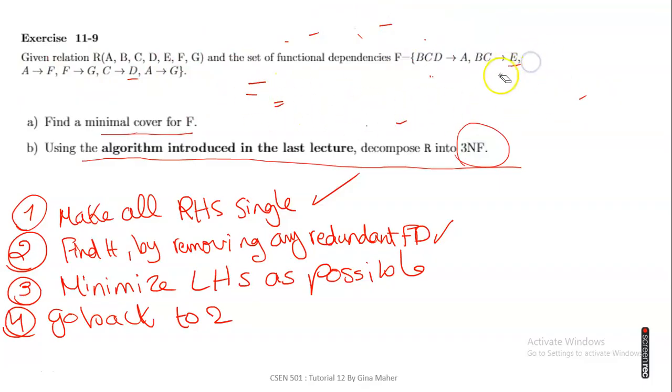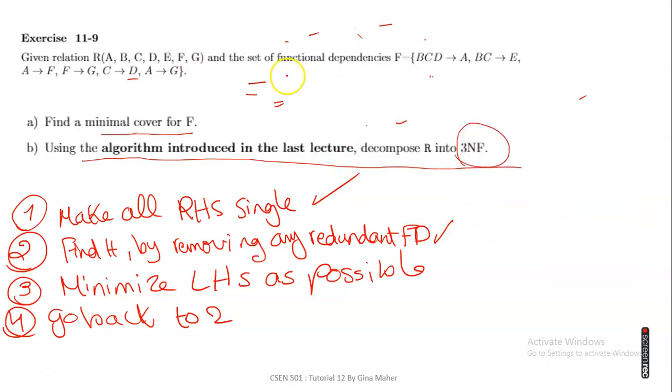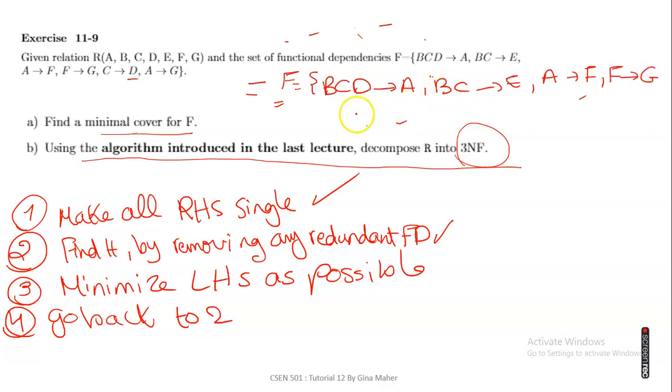So the new set in this case will be F equals BCD implies A, BC implies E, A implies F, F implies G, C implies D, and we are going to remove A implies G. Now we are done with the second step to get the minimal cover.